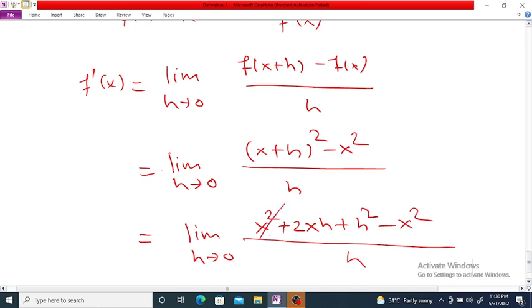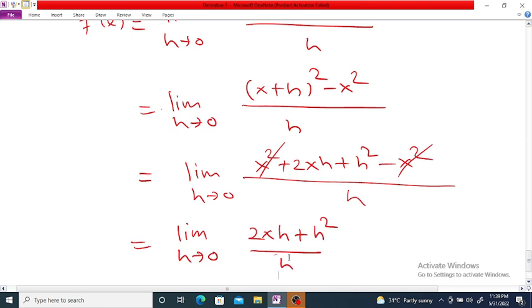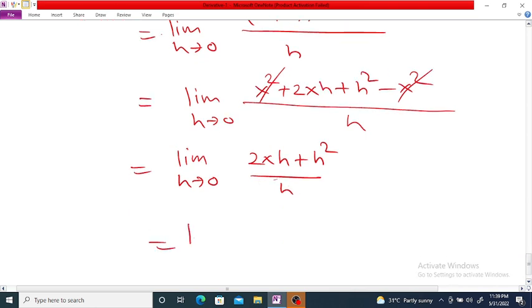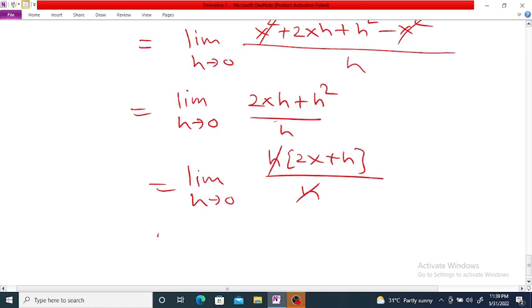So this x squared gets cancelled here, and if we take the limit as h tends to 0 of 2xh plus h squared divided by h, and take h outside, this is equal to the limit as h tends to 0 of h times (2x plus h) divided by h. So the h's get cancelled here, and this is equal to the limit as h tends to 0 of 2x plus h, which is equal to 2x.